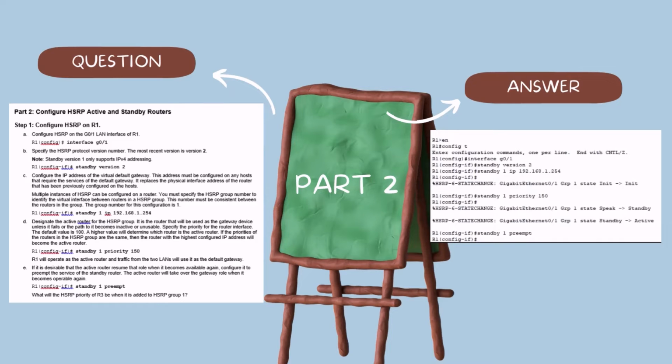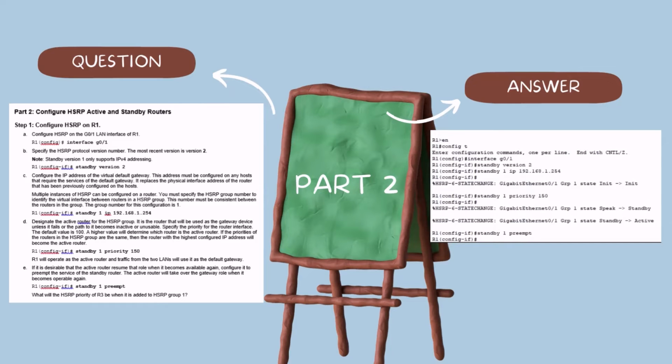You must specify the HSRP group to identify the virtual interface between routers in a HSRP group. This number must be consistent between the routers in the group. The group number for this configuration is 1. Dalam router 1 ni, kita masukkan standby 1 IP 192.168.1.254.